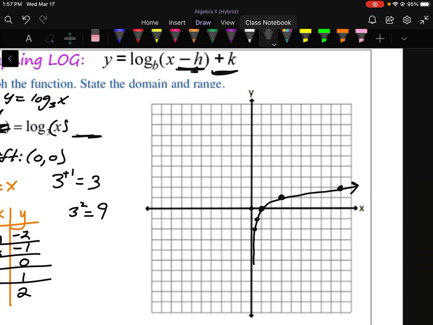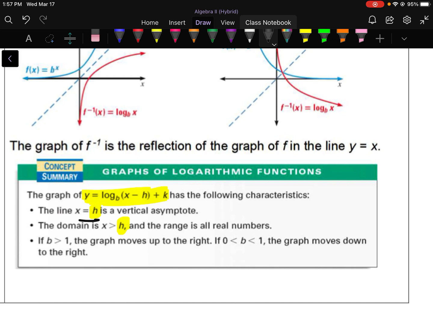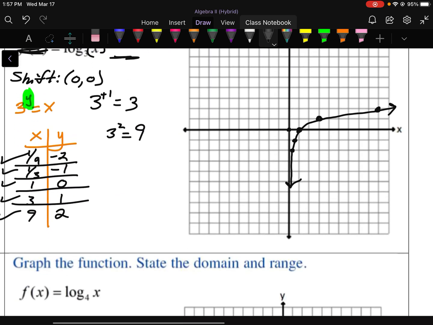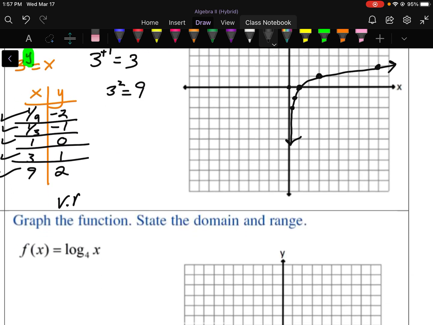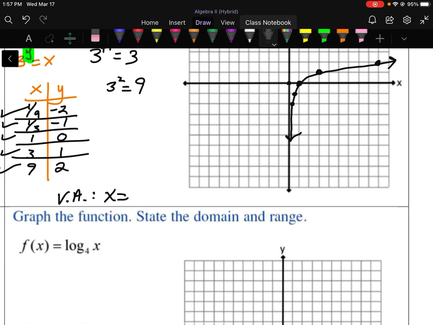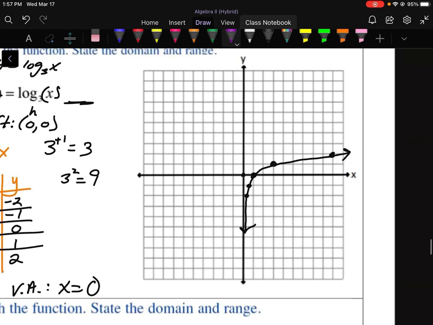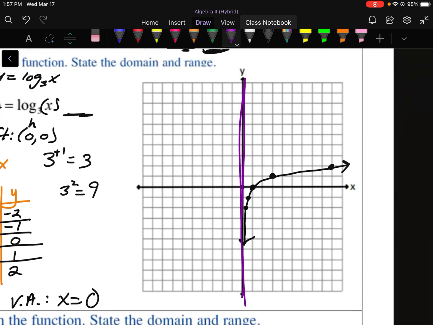So here would be the graph of your log function. Now, I mentioned it up here, but we have a vertical asymptote at h. So our vertical asymptote would be x equals our h value we said was 0. So that means that vertical line, I'll highlight it right here, color it in. It's never going to cross this vertical line.